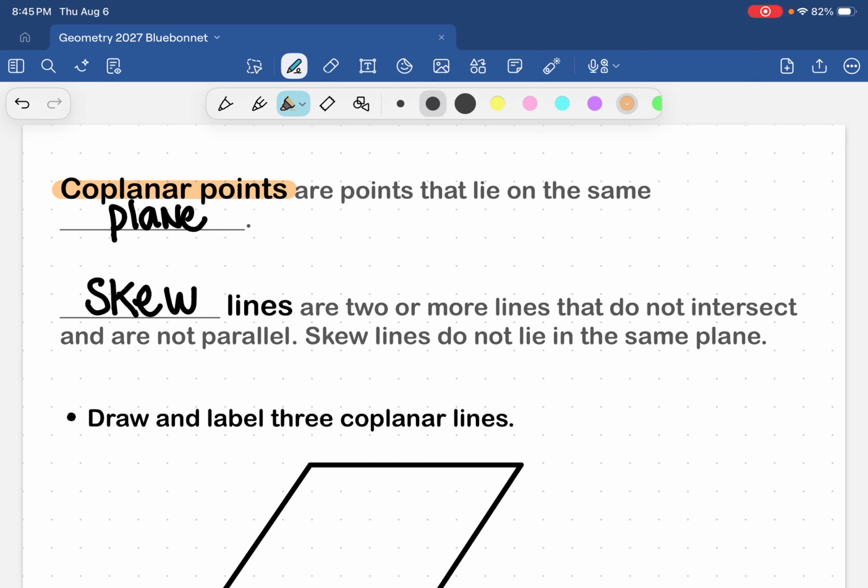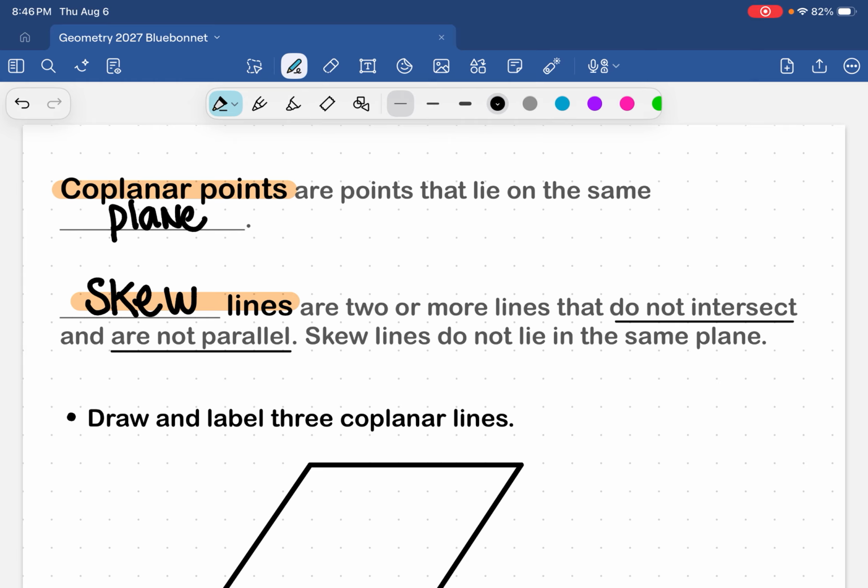All right, just like points can be collinear, points can also be coplanar. Coplanar points are points that lie on the same plane. We also have what are called skew lines. Skew lines are 2 or more lines that do not intersect. They never touch each other. And they are not parallel, because if you recall, normally when 2 lines do not intersect, it means that they are parallel. We'll talk more about that later.